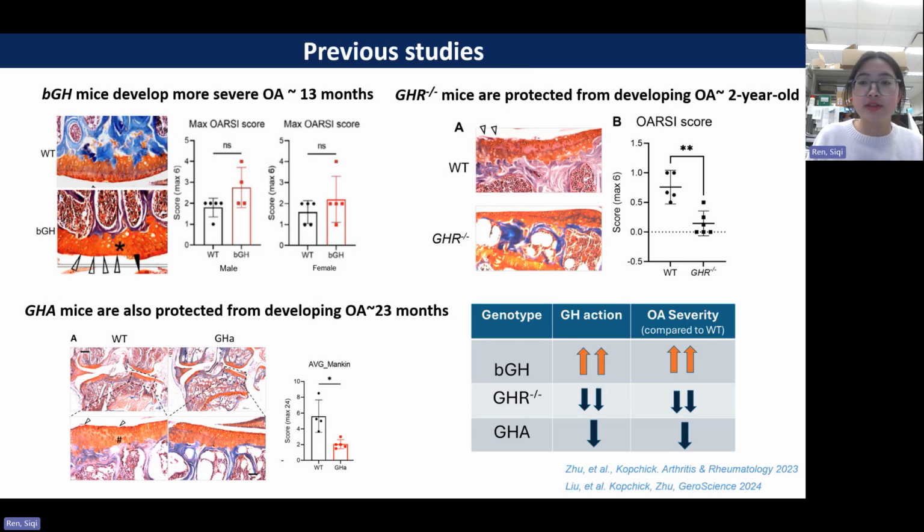BGH mice, with high growth hormone level, develop more severe OA around 13 months, and the GHR knockout mice, which lack growth hormone signaling, are protected from OA even at 2 years old. GHA mice, which have reduced growth hormone action, but not as obvious as the GHR knockout mice, also show less OA damage at 23 months. These results suggest that too much growth hormone may worsen OA, while lower growth hormone level may help protect the joint.